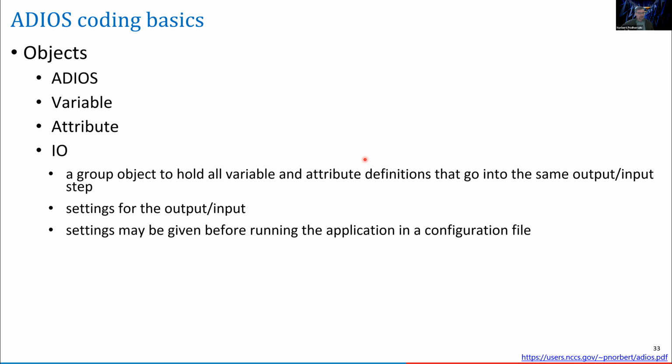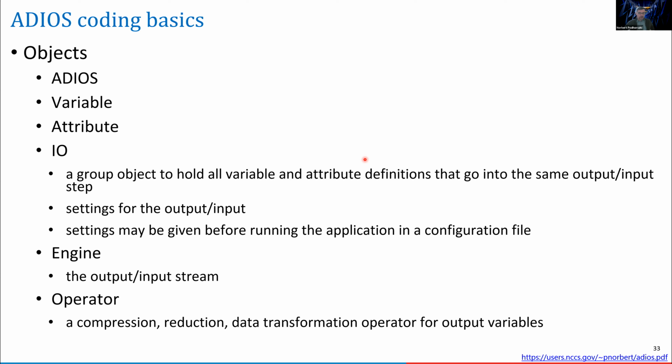The I/O group is related to this step. It holds all the variables and attributes that will be contained in that one step, and then also the runtime settings for what will happen at output or input. And then the engine object is the one which will take care of the data movement. So there are file-based engines and there are staging engines. And finally, we have operators, the ones that work on the data on the fly. Each compression algorithm is implemented as an operator.